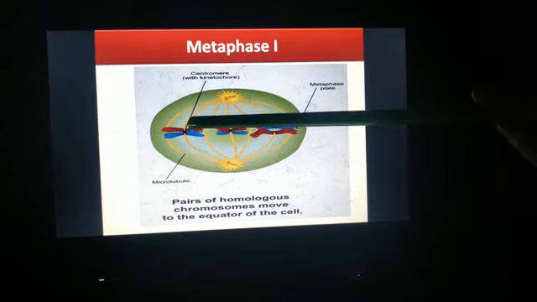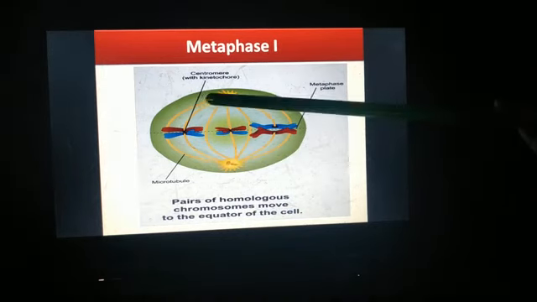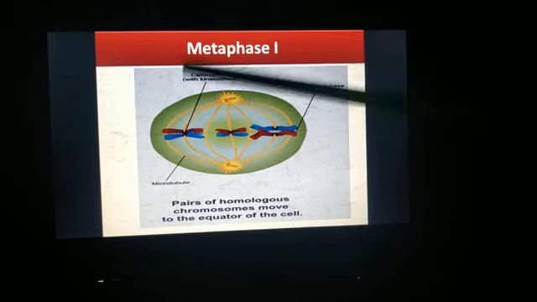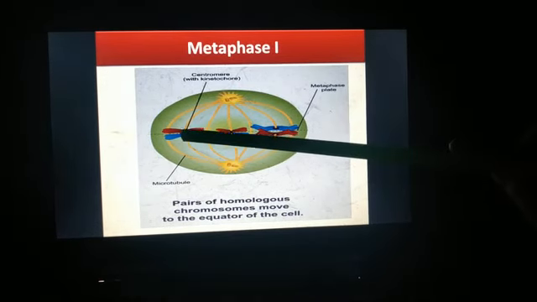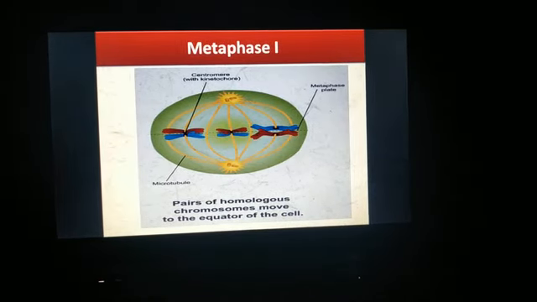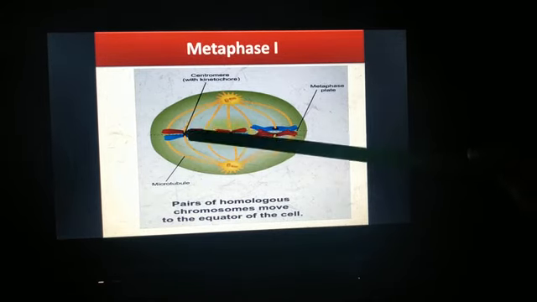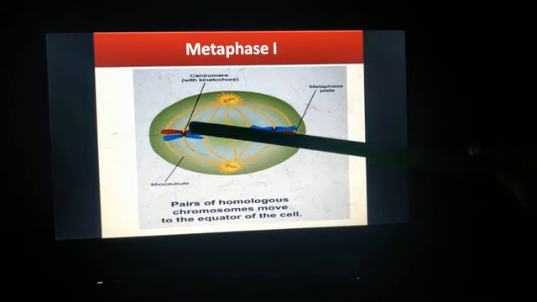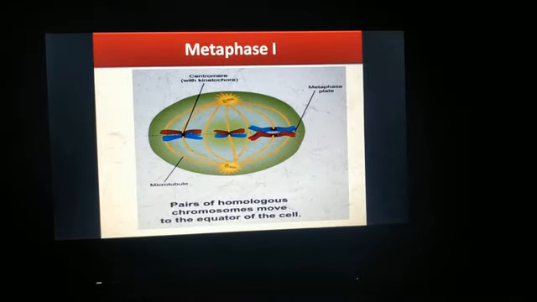The spindle fibers, these are the spindle fibers. The spindle fiber is attached to the kinetochore. So these are attached to the kinetochores, and these spindle fibers are connected to both the chromatids. This single spindle fiber is connected to both the chromatids of a single chromosome.